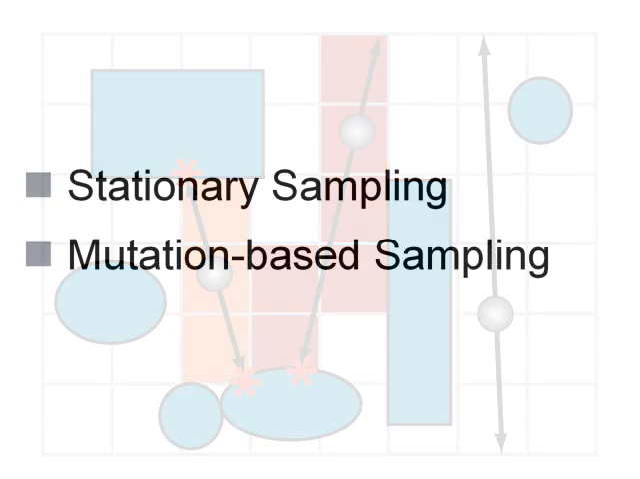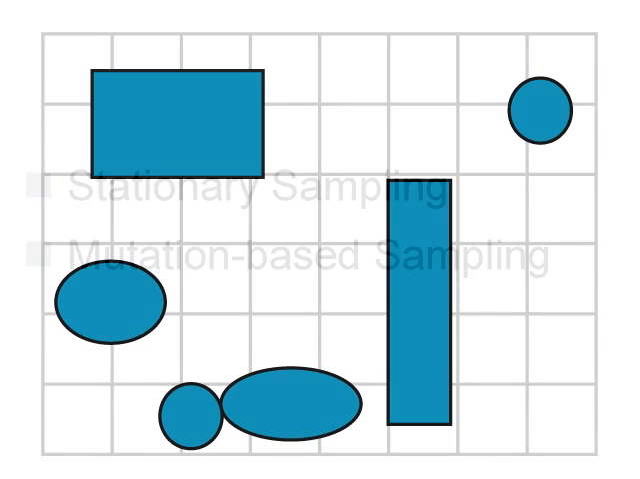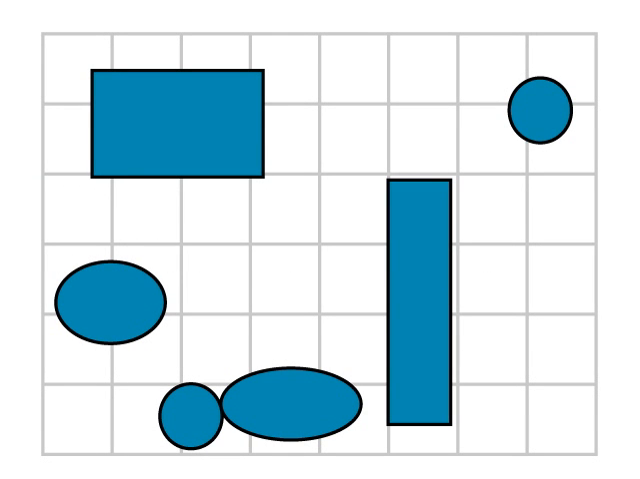We make use of stationary and mutation-based sampling strategies. A stationary sampling strategy does not make use of previous samples. An example strategy is to pick a random point inside the view cell and a random direction.